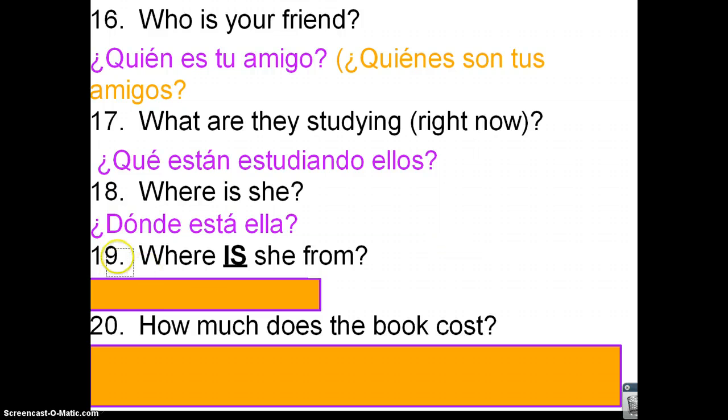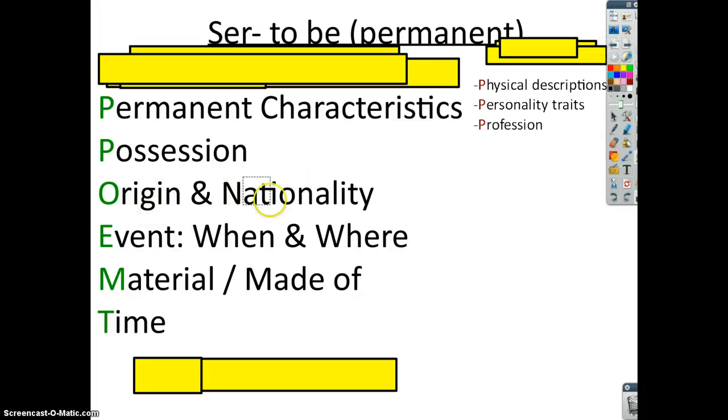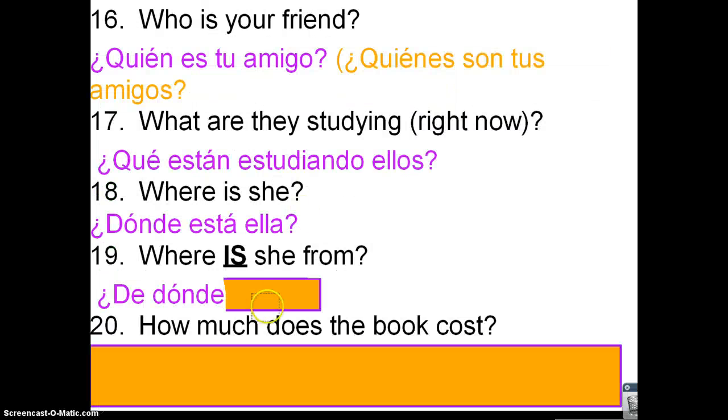Where is she from? I know that this one was printed incorrectly on my original copy. It says where are she from? Obviously that's incorrect. It should be where is she from? To ask where someone is from, where from, it's de dónde. I want to know where she's from. So if I go to my Ser Estar notes, that's going to fall under origin and nationality. I need ser in this sentence. Therefore, de dónde es? And I need ella because otherwise it could be where is he from, where is it from, whatever the case may be.